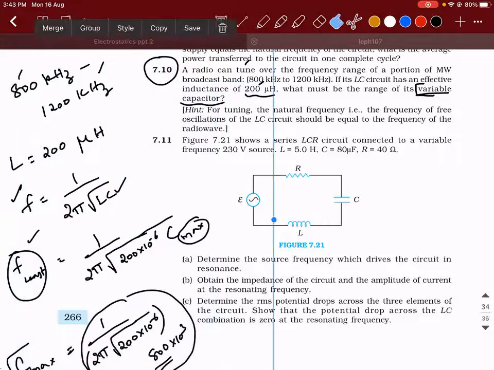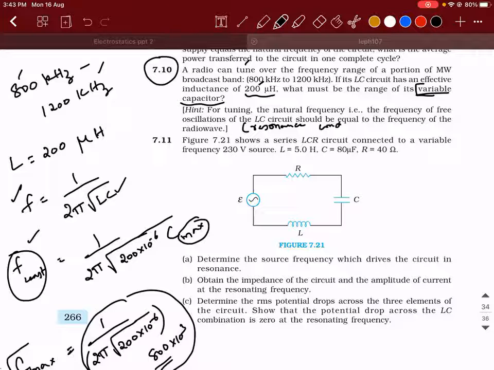Sir, what is the hint trying to say, sir? For tuning, wherever they say the frequency of something should be equal to the natural frequency of something, they are saying it should be under resonance condition. So wherever this word natural frequency comes, imagine they are trying to indirectly speak about resonance. That is the maximum hint, even if you don't read the complete statement.